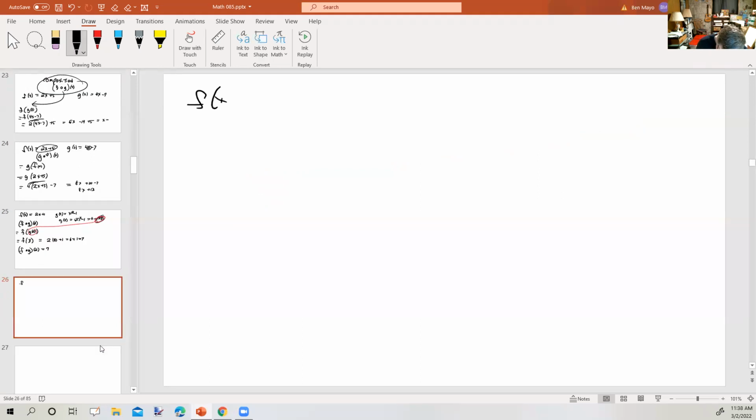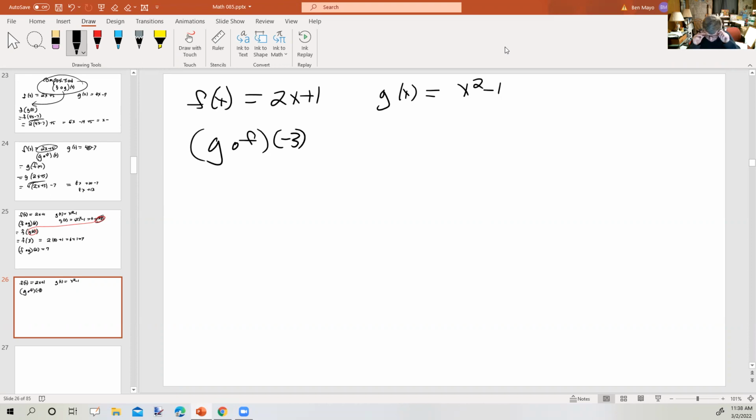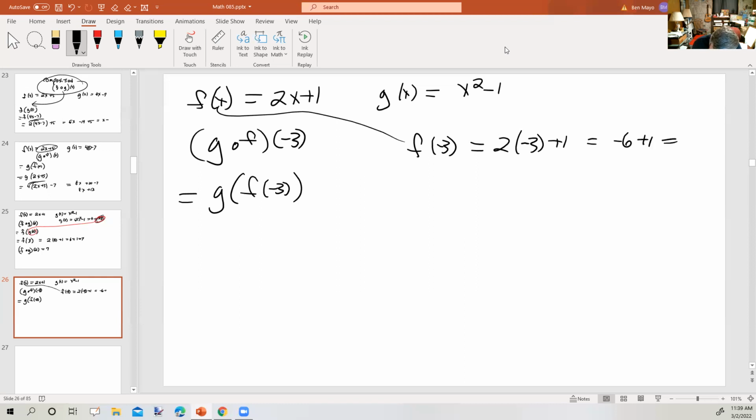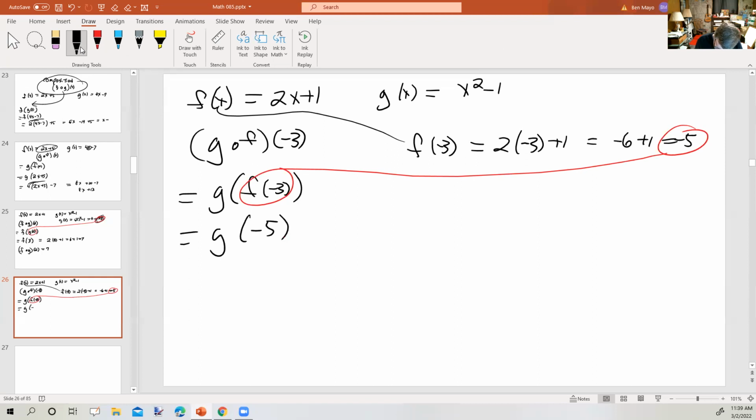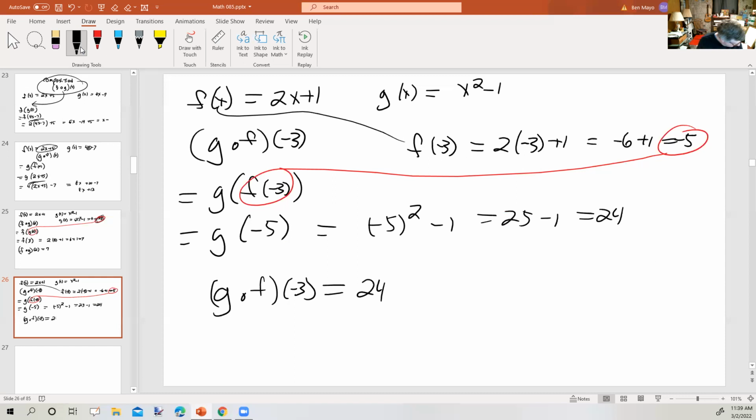Using the same two functions, f of x equals 2x plus 1 and g of x equals x squared minus 1, let's find g composed with f of negative 3. So g composed with f of negative 3 is g of f of negative 3. What is f of negative 3? Well, that's 2 times negative 3 plus 1, because we're putting it in there, which is negative 6 plus 1, which is negative 5. So negative 5 goes in the place of f of negative 3, and we get g of negative 5, which is equal to negative 5, the quantity squared, minus 1, 25 minus 1, 24. So g composed with f of negative 3 is 24.